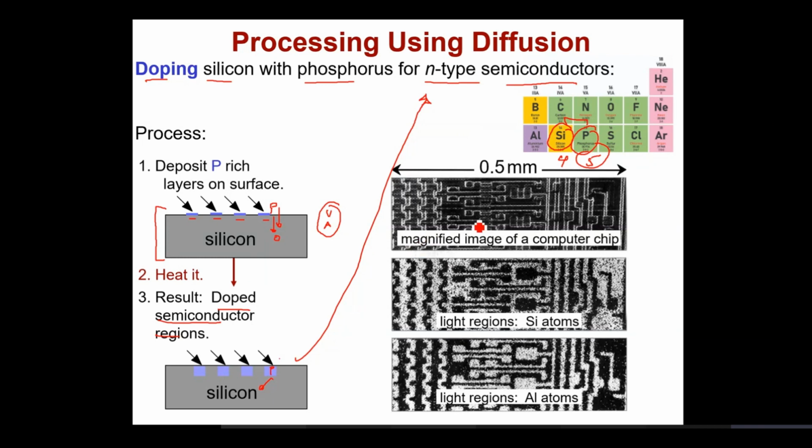How do you restrict diffusion? There is a magnified view of a computer chip. If you see the lighter region over here, this region is silicon that is used for the semiconductor behavior, and the black region, which in this lower image is shown in lighter color, is the conductive path.